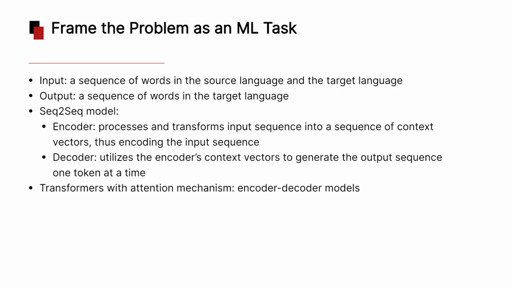3. Transformer with attention. Modern systems like Google Translate use transformer models that implement an encoder-decoder architecture with a powerful attention mechanism. Attention allows the decoder to selectively focus on relevant parts of the encoded input sequence at each step of generation, improving translation quality especially for longer sentences and complex structures. By framing translation as a seq-to-seq problem solved with encoder-decoder transformers, we enable efficient, scalable, and accurate multilingual translation.